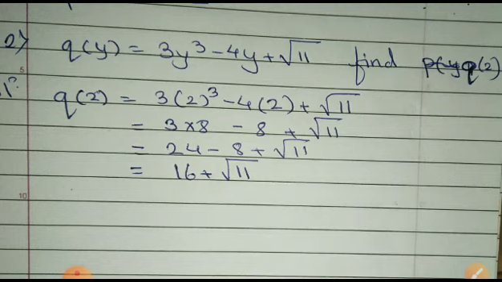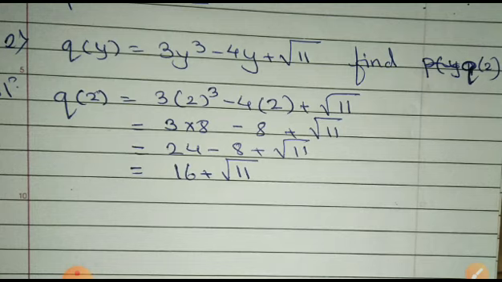Now here, q of y is 3y cube minus 4y plus root 11. Find q of 2. Okay, so your q of 2 means wherever there is y, because the polynomial is in terms of y, substitute that as 2. So you'll get 3 into 2 cube minus 4 into 2 plus root 11. Root 11 is constant, so it will be as it is.